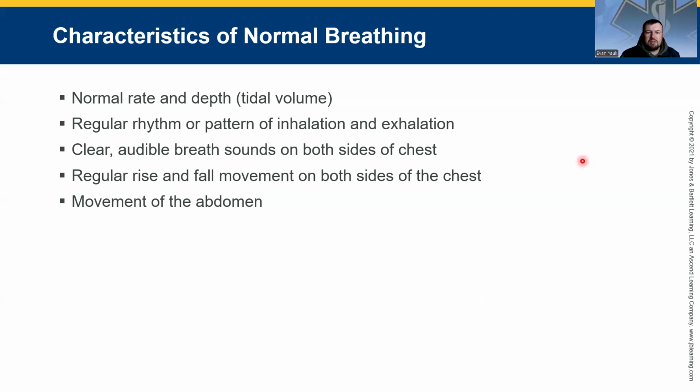Clear, audible lung sounds on both sides of the chest, so we can auscultate, or listen to lung sounds, and it should sound the same. You should be able to hear some sort of air movement in and out of the lung, which we can get into later with lung sounds. Then a regular rise and fall movement of both sides of the chest. So the chest should rise the same amount at the same time on both sides. They should move together. If they're not, then something's going on. Movement of the abdomen: it is natural for us to have some abdomen movement when we breathe.